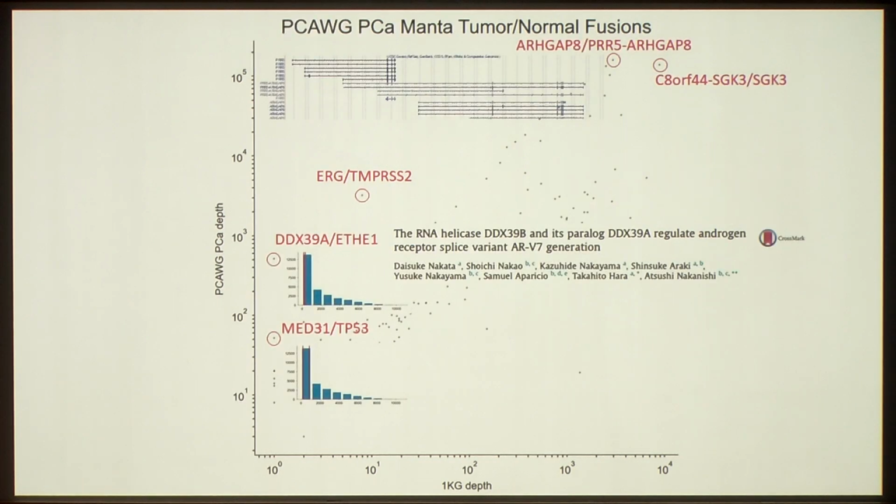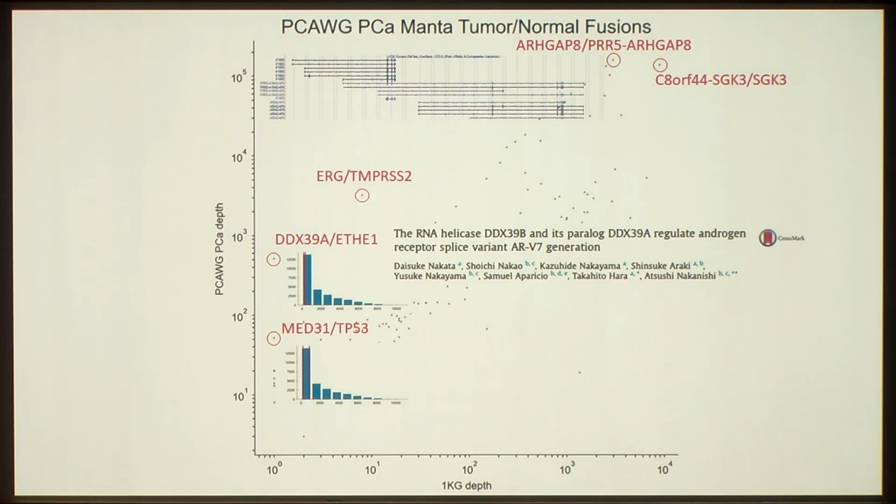So we see another example of this with the PCAWG prostate cancer tumor-normal fusions. We see where the ERG-TMPRSS2 lies, but also we see everything that falls in the lower left quadrant. And we're familiar with some of these genes, and some of these fusions, because they've been well studied in cancer. But also we see some of the false positives in the top right that some of us might also be familiar with.